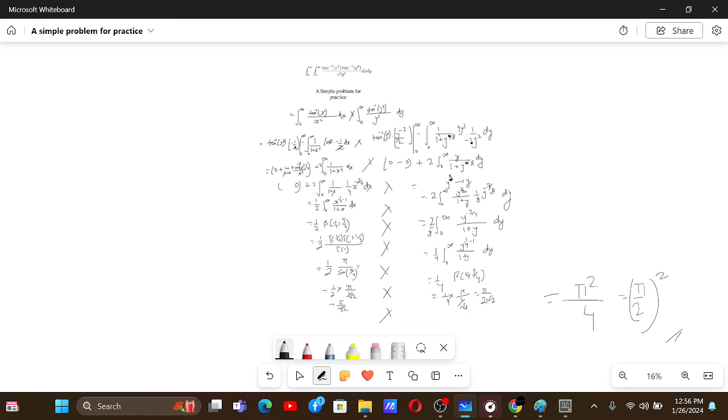That's the answer. Hope you enjoyed this integral. The answer is pi by 2 whole square, and we had a simple problem, just practicing Fubini's theorem, that we can separate these integrals.